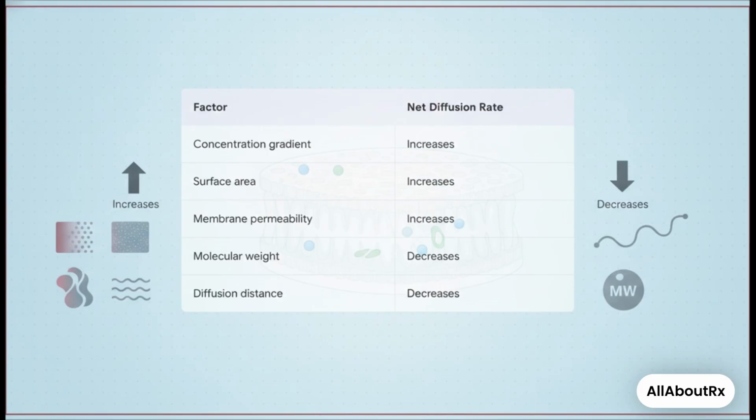If you increase the concentration gradient, the surface area of the membrane, or the membrane's permeability, you increase the rate of net diffusion. It goes faster. But on the flip side, if the molecular weight of the substance is heavier, or if the diffusion distance is increased, the rate drops. It slows down.